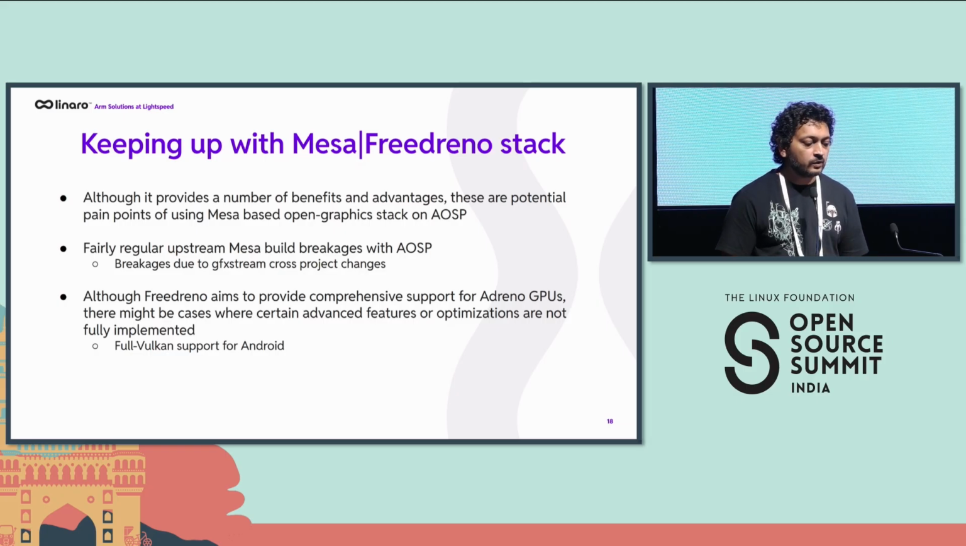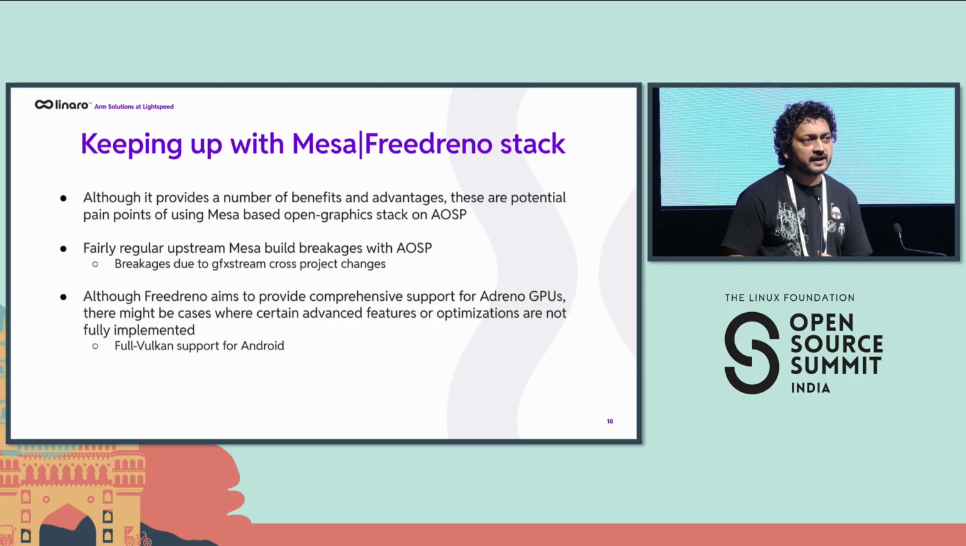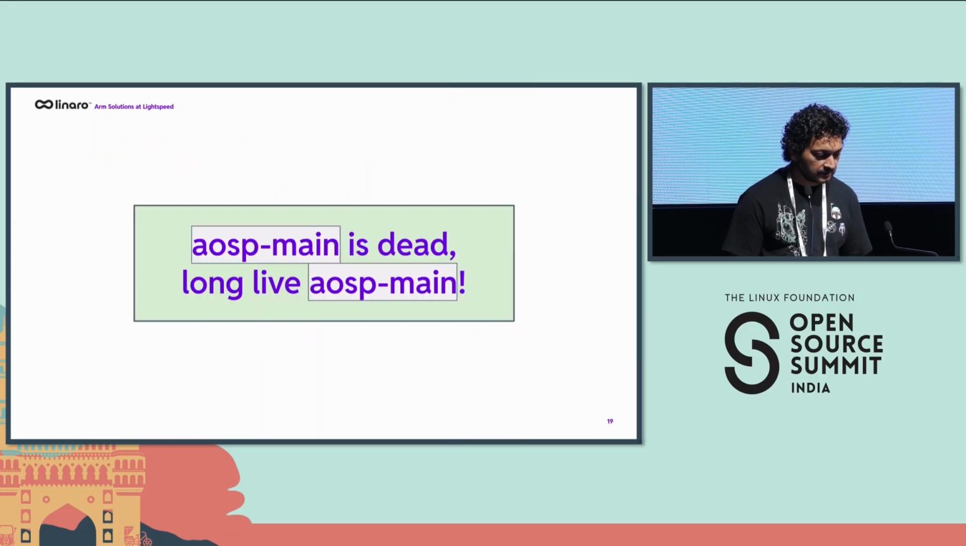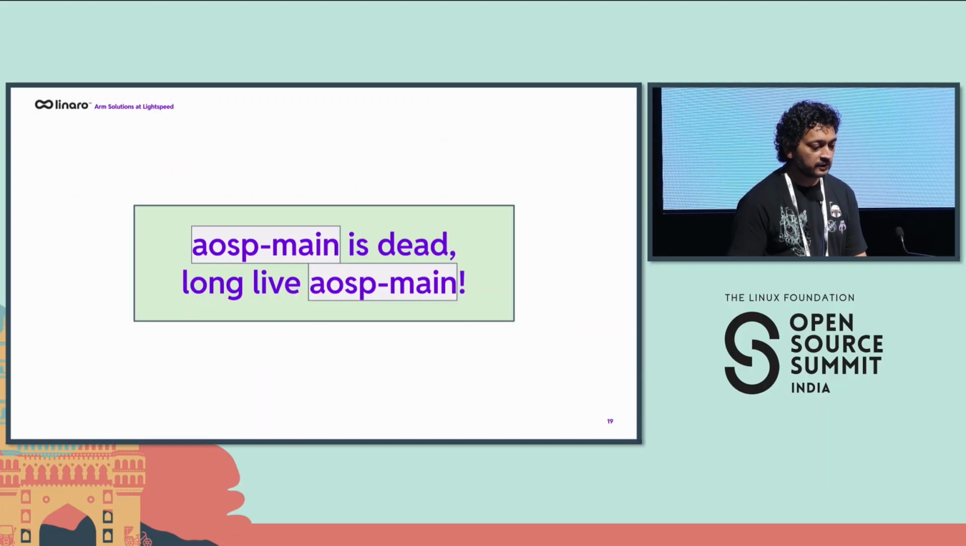And although Freedreno aims to provide comprehensive support for the Adreno GPUs, there may be cases where certain advanced features or optimizations are not fully implemented. For example, you cannot enable full Vulkan support on AOSP builds if we are using Freedreno on, I won't call it a legacy device, but a device like RB3 and RB5. Right, so other than these technical challenges, there could be non-technical hurdles as well.